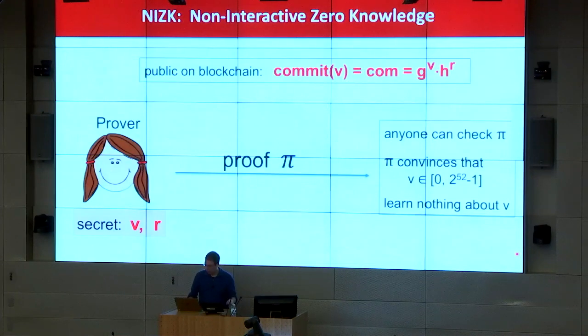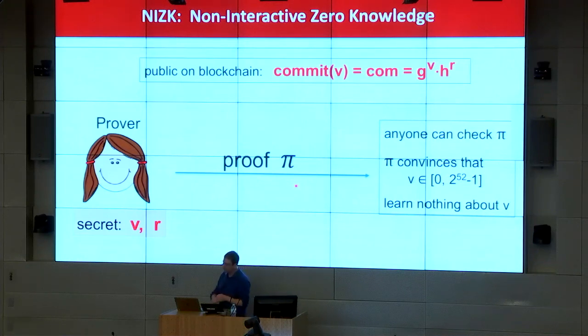So I have to tell you, first of all, what it means to prove things. Just in case you're not a cryptographer, I have to remind you what a non-interactive zero-knowledge proof is. Essentially, on the blockchain, we have this commitment to the value. You can see the value over here. And the prover is going to provide us with this proof pi. Pi is literally just a string of bits.